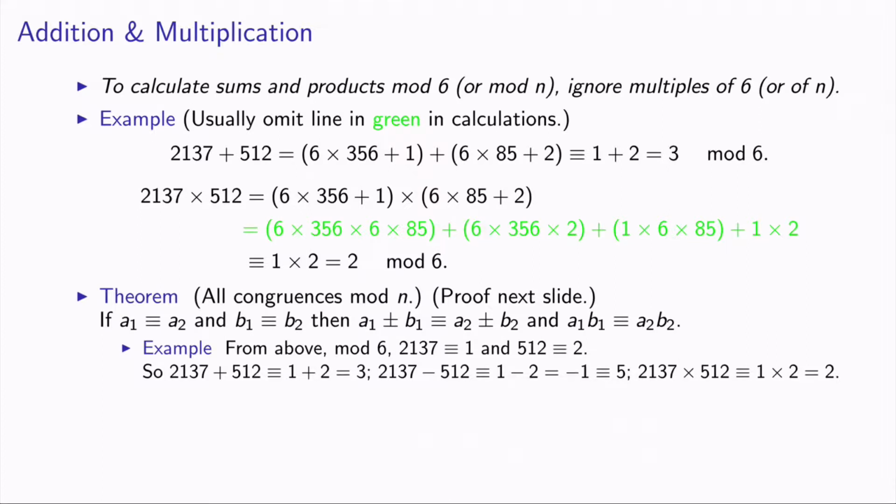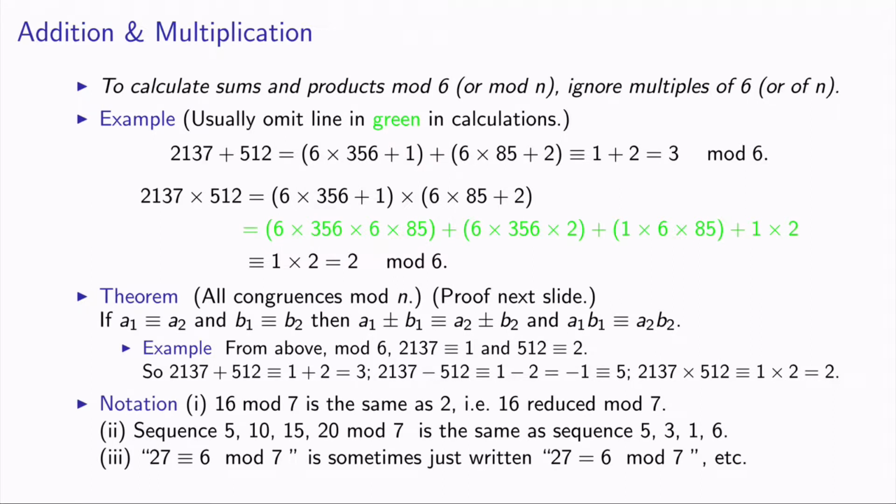So from above, we have modulo 6 that 2137 is congruent to 1, and 512 is congruent to 2. So when we add the two of them, that's just congruent to 1 plus 2, which is equal to 3. 2137 minus 512 is congruent to 1 minus 2, which is equal to minus 1, which is congruent to 5. And their product we saw is 1 times 2, which is equal to 2. Because we are working modulo 6, and we often do, we can become a little lazy perhaps, and just replace all these congruent signs by equality, as long as it's clear from context what is intended.